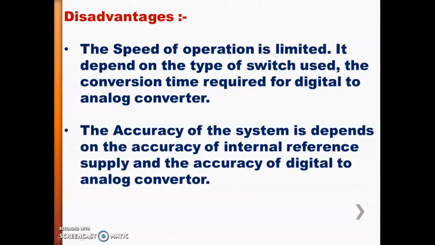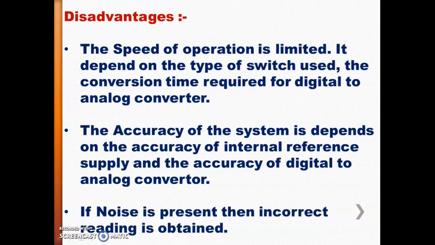Second, the accuracy of the system depends on the accuracy of the internal reference supply and the accuracy of the digital to analog converter. How accurately the digital to analog converter can work. That means the accuracy of the system depends on how accurately the digital to analog conversion works. Third, if noise signals are present, then an incorrect reading will be obtained. So we can say noise affects the result.